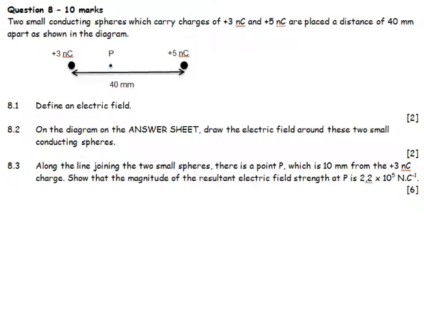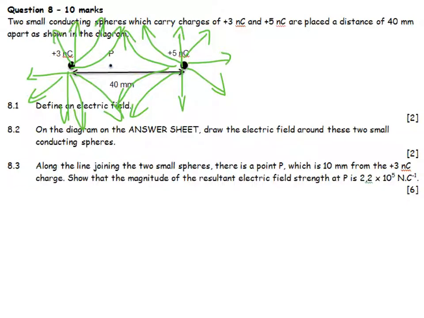The first one is define an electric field, and that is a region of space in which a positive point charge experiences a force. The second one is, on the diagram, draw the electric field around these two small conducting spheres. Because they are both positively charged, it's going to look a bit like this. It's going to be from positive to negative, so all the arrows point away. It's radial, so it radiates out, and then the two interfere with each other here to cancel out the field in the middle and create that type of shape.